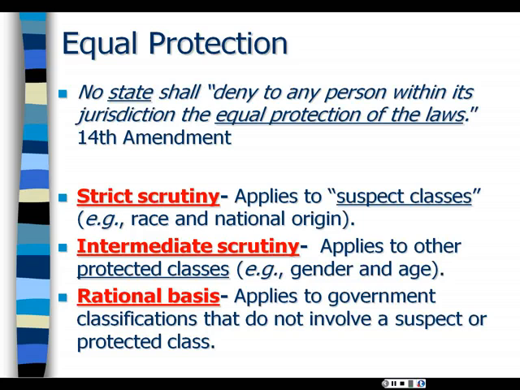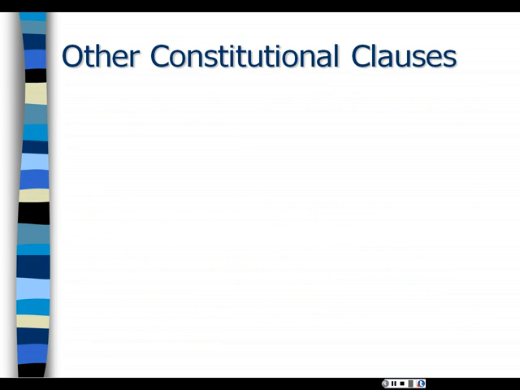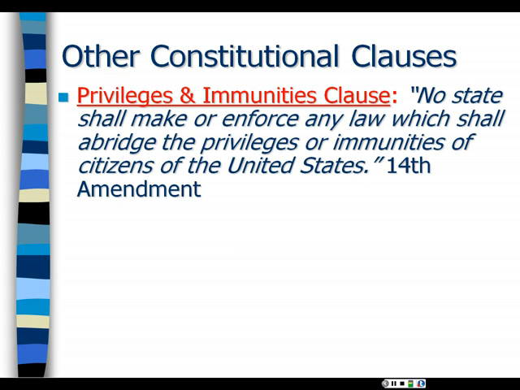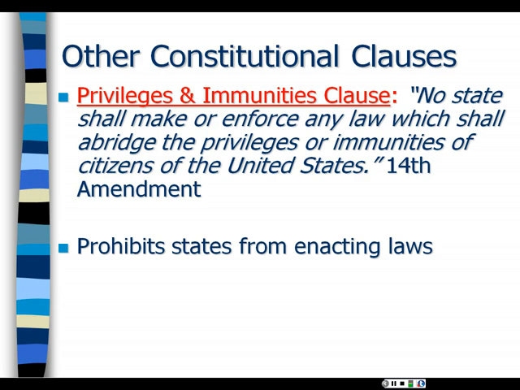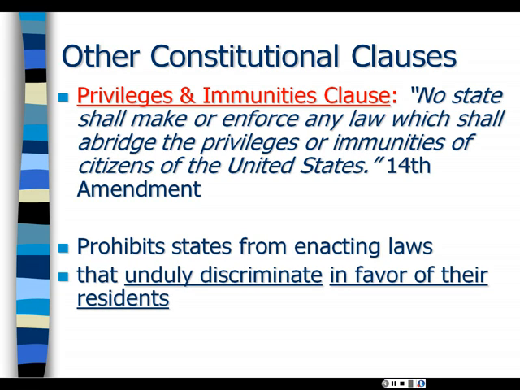So the next one here I'll just cover, and then this will be the end of part one of this PowerPoint for the constitutional law. It is another aspect of the 14th Amendment, which is called the Privileges and Immunities Clause, and basically this is stating that no state should be allowed to have laws that discriminate against citizens of other states. So basically it prohibits states from enacting any type of law that does discriminate in favor of their own state citizens versus citizens of another state.